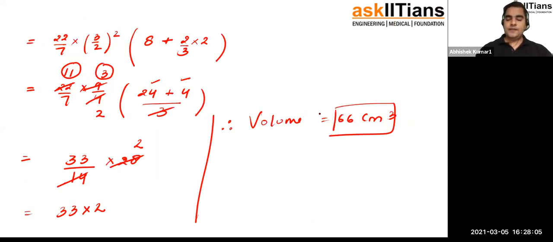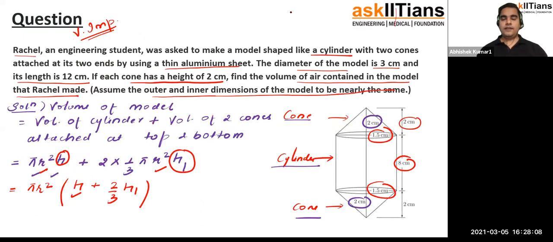Is that clear? So let us quickly revisit what we did here. In this problem, we were asked to find out the volume of the model that has been prepared by Rachel. And this model, if you see very carefully, is a combination of different figures. One of the figures is a cylinder, and this cylinder has 2 cones attached to its ends. We know the formula for the volume of a cylinder. We also know the formula for the volume of cones. So we calculated the volume of the cylinder, which is given by pi r square h. R is the radius of the cylinder, h is the height of the cylinder, which is 8 centimeter.